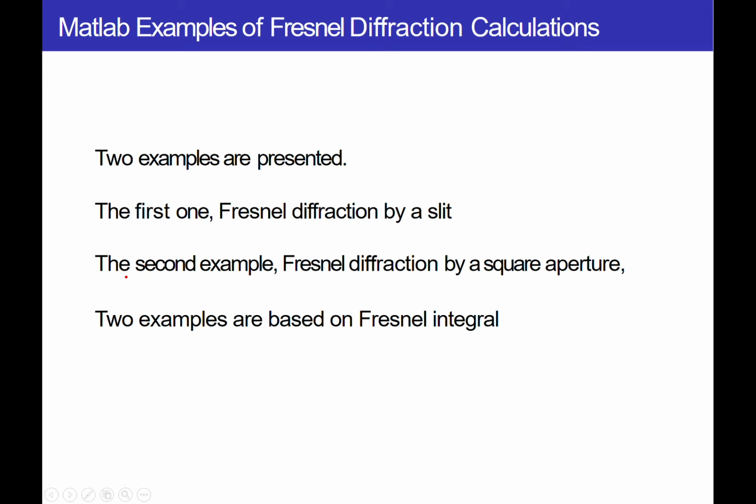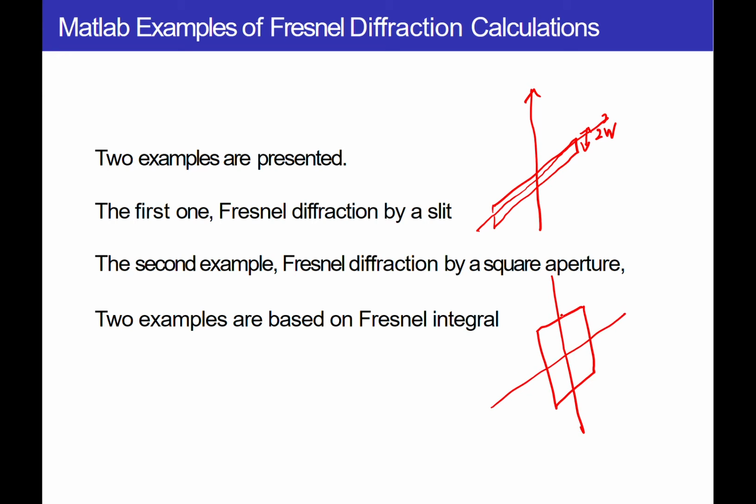Two examples are going to be given. We are going to start with the one-dimensional slit. For instance, you have an infinite slit with width W along the horizontal axis, and try to find out what is going to come out. And then, obviously, we are going to have a square aperture.